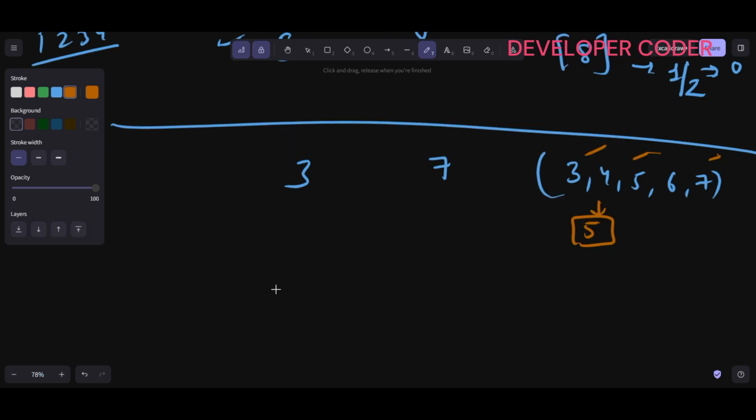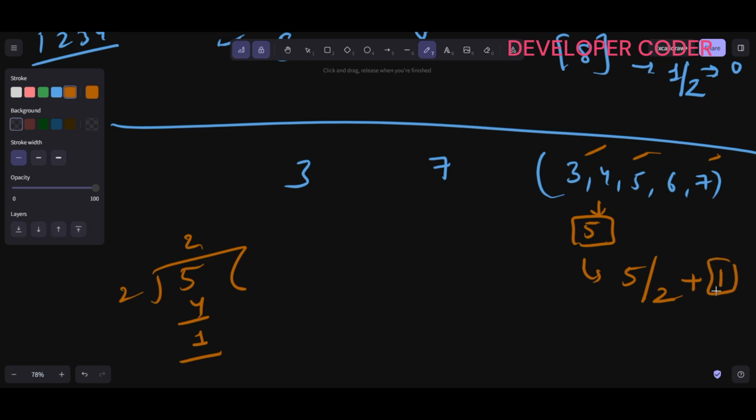So among 5, if I just divide it by 2, 2 into 2 is 4, I'm going to get a remainder of 1. So in this case what I need to do is take this value 5 divided by 2 and just add 1. Or you can write 5 modulus 2 if you want, or you can simply write 1, because we are always going to get a remainder of 1 in this case.